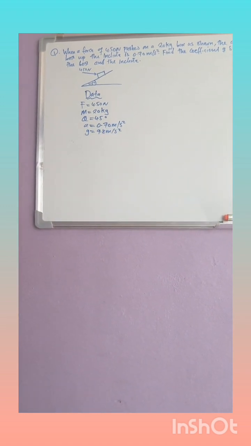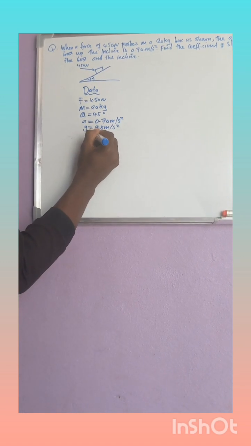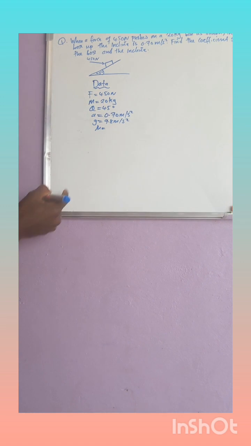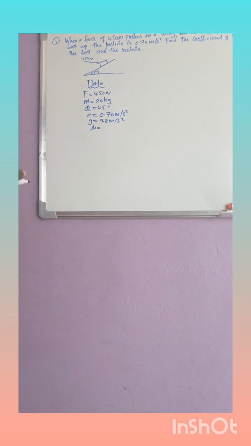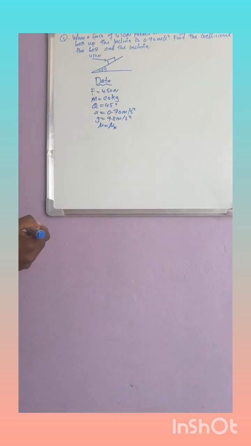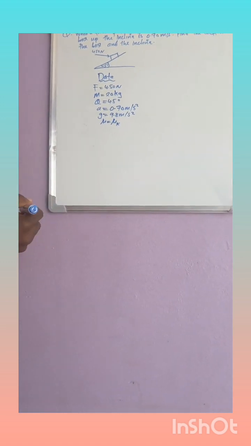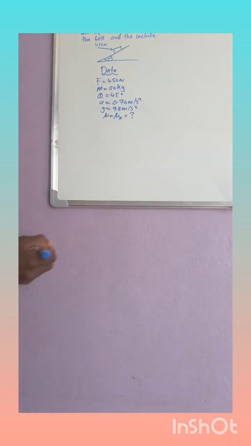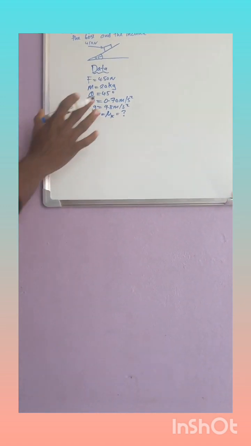Now, what have we been told to find? We've been told to find the coefficient of sliding friction. This is the frictional force which is acting on a moving object. So this is also mu k, the kinetic coefficient of friction, which we don't know. Okay, so now we've collected the data.